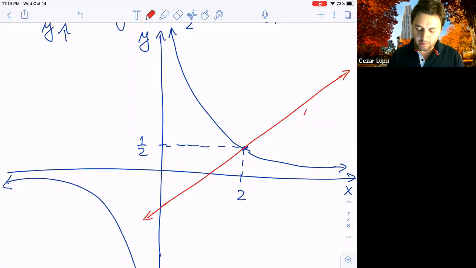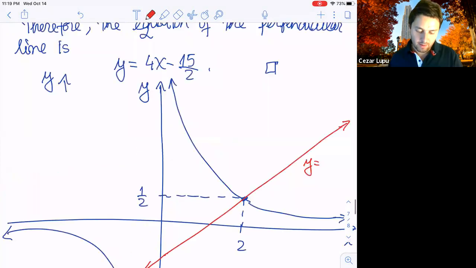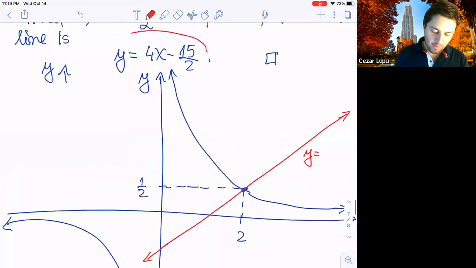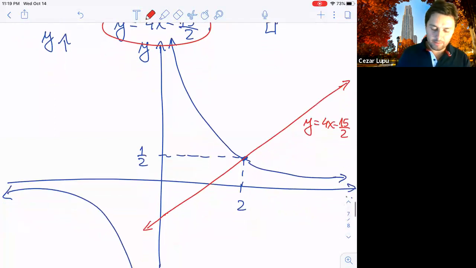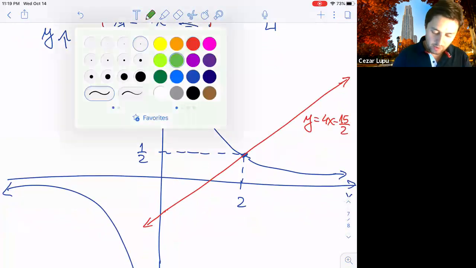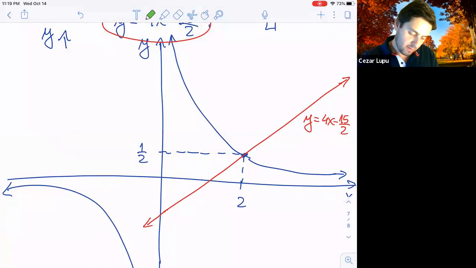Which is given by this equation. So it's 4x minus 15/2, right? This is what we got here. Look at it. 4x minus 15/2. Okay. And we also have the tangent line, which is tangent to this curve. Let me draw it in this way.